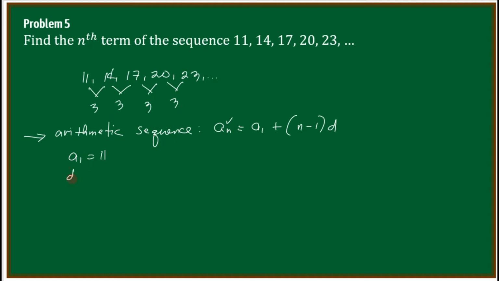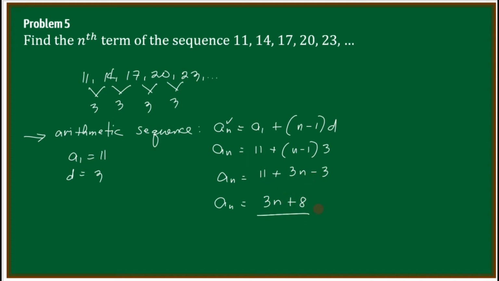So, simple substitution because our a sub 1 here is 11. Then, the common difference is 3. Okay, solve. So, the nth term is equal to the a sub 1, 11 plus n minus 1 times the common difference, 3. So, simplify lang. So, 11 plus, distribute 3 times n, 3n, 3 times negative 1, negative 3. So, nth term is equal to 3n, 11 minus 3, plus 8. So, ito yung sagot.